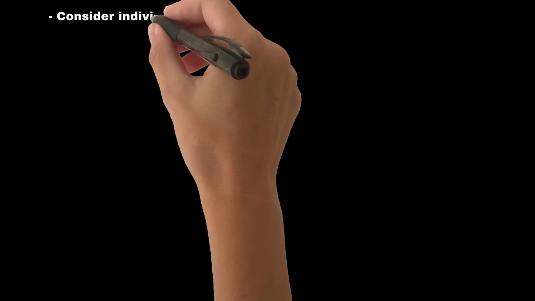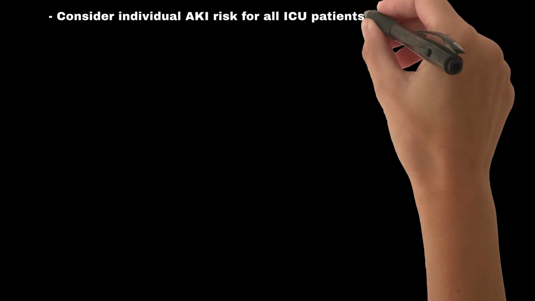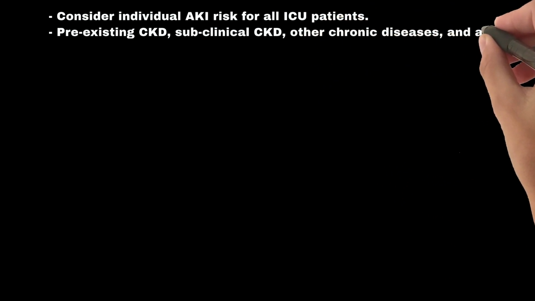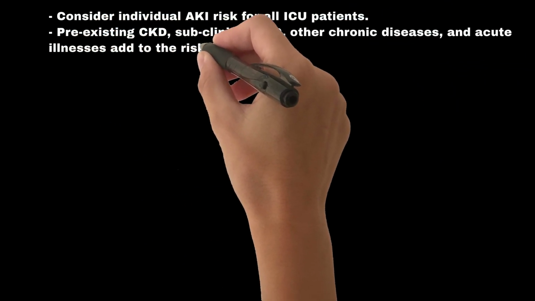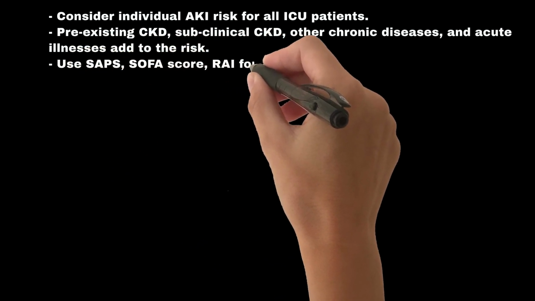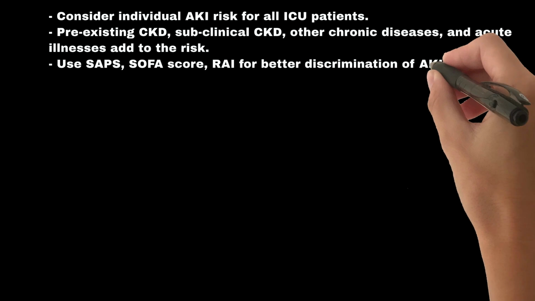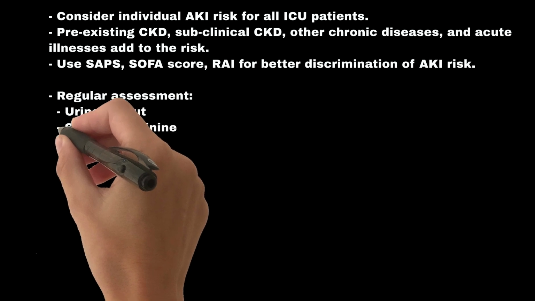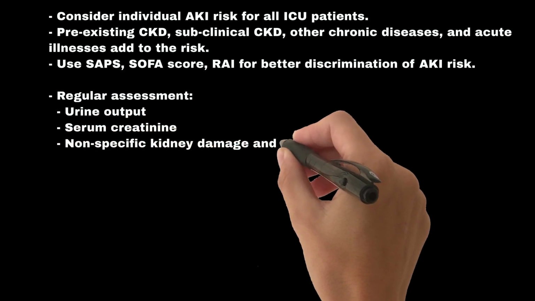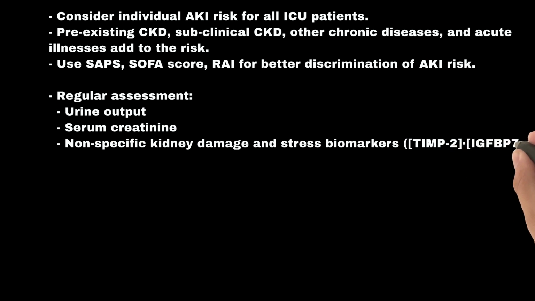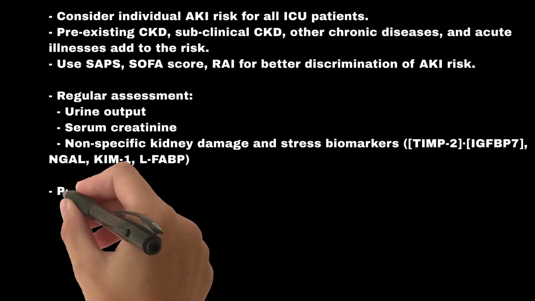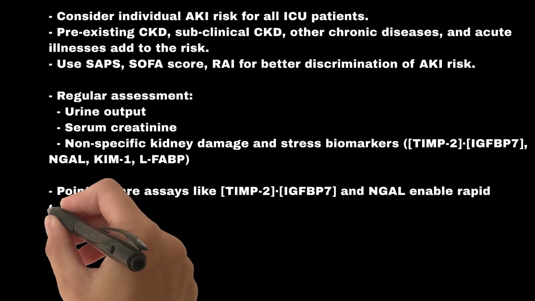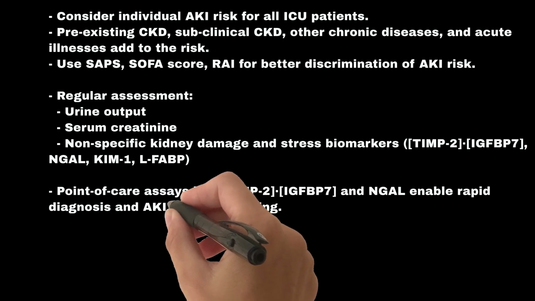So to summarize, consider individual AKI risk for all ICU patients. Pre-existing CKD, subclinical CKD, other chronic diseases, and acute illnesses add to the risk. Use SAPS, SOFA score, RI for better discrimination of AKI risk. Regular assessment, urine output, serum creatinine, nonspecific kidney damage and stress biomarkers, TIMP2, IGFBP7, NGAL, KIM1, LFABP, point-of-care assays like TIMP2, IGFBP7, and NGAL enable rapid diagnosis and AKI subphenotyping.